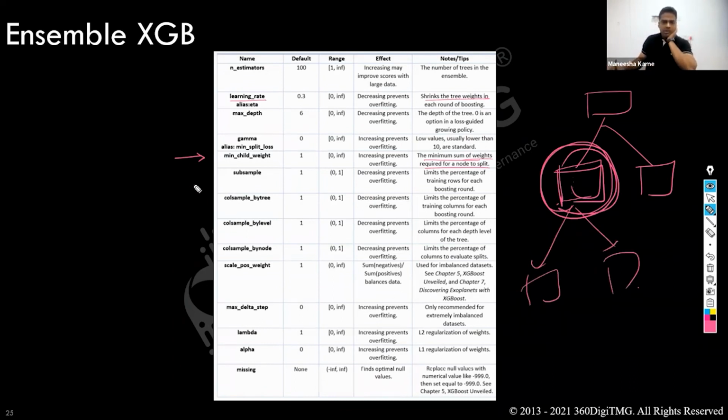Then you have subsamples. You have column samples, column sample by tree, by level, by node, scale positive weight, maximum delta step, lambda, alpha, missing, and so on and so forth.